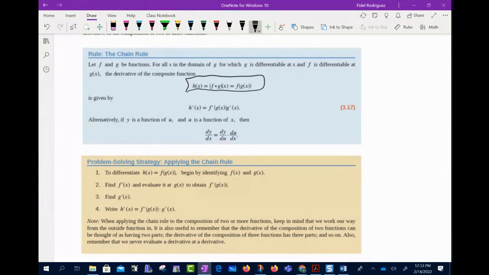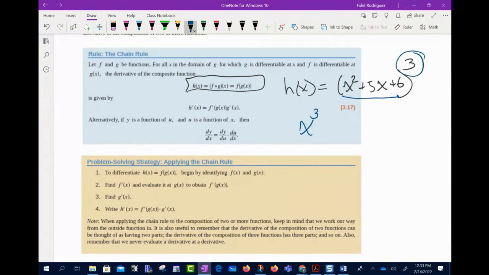Okay, so again, just to give you an example, what do I mean by this? If I were to have a function that would look something like this, x squared plus 5x plus 6, everything is being raised to the third. So again, maybe you remember this from college algebra, maybe you don't. But the idea is we have a composition of functions. Instead of just looking at x to the third, we're looking at all of this being raised to the third. So we're evaluating a function as a function, okay?